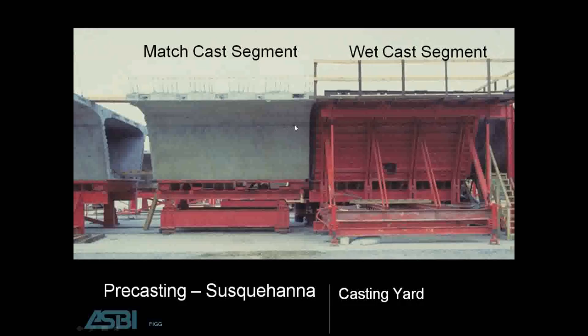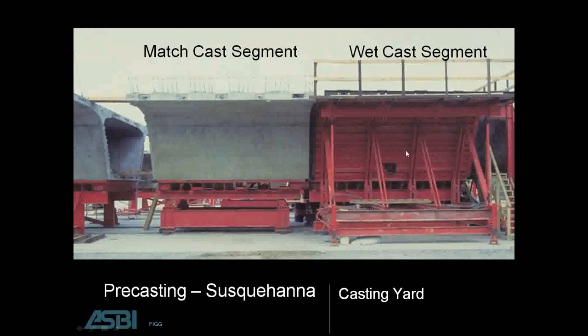The match cast segment is in the position that matches the required geometry of the structure. The wet cast segment is generally in a plumb position, and the adjustments are made to the match cast segment. A bond breaker, a simple mixture, is applied to the concrete surface between the segments to allow the segments to separate without damage. And then the wet cast is cast.